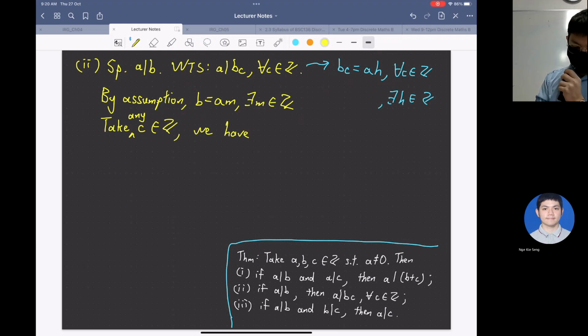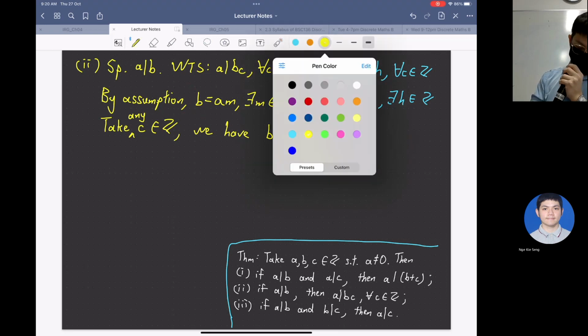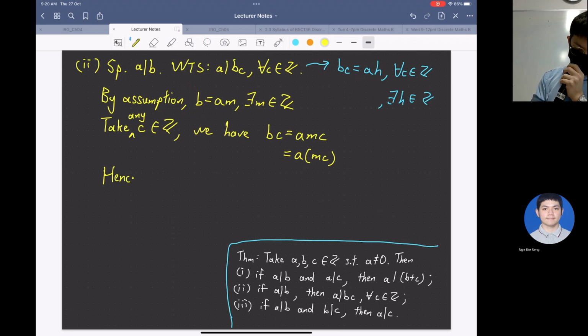We can multiply C on both sides, right? So BC equals AMC. But notice that in A times MC, MC is an integer, right? So we have written BC in the form of A times some integer. BC equals A times some integer. Hence A divides BC since MC is in Z.